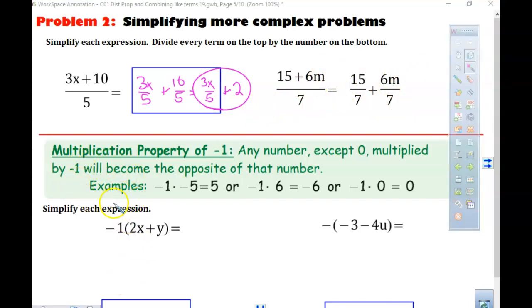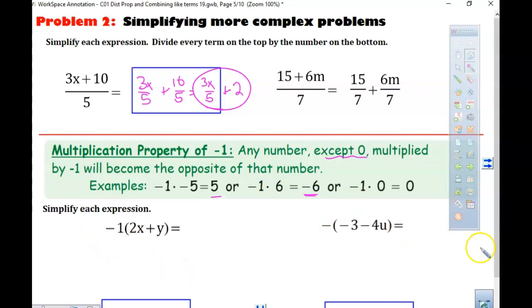Here's the one that really confuses students, this multiplication property of -1. Keeping in mind that any number except 0 multiplied by -1 is going to become the opposite. So -1 times -5 gives us +5. -1 times 6 gives us the opposite, -6.